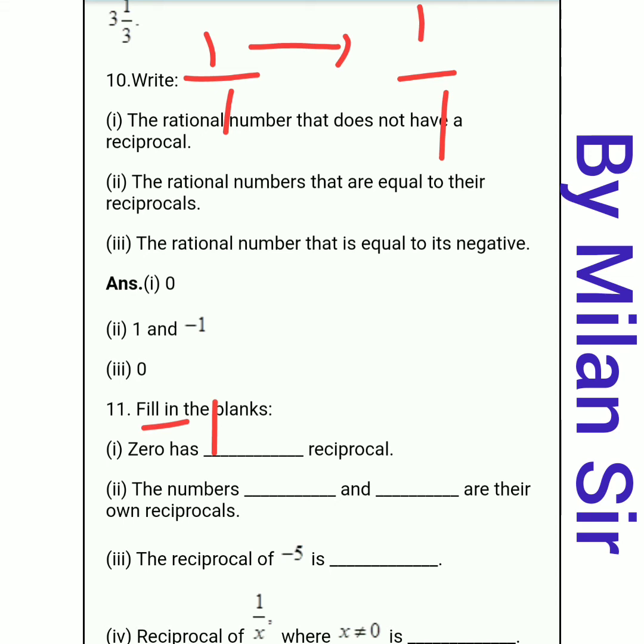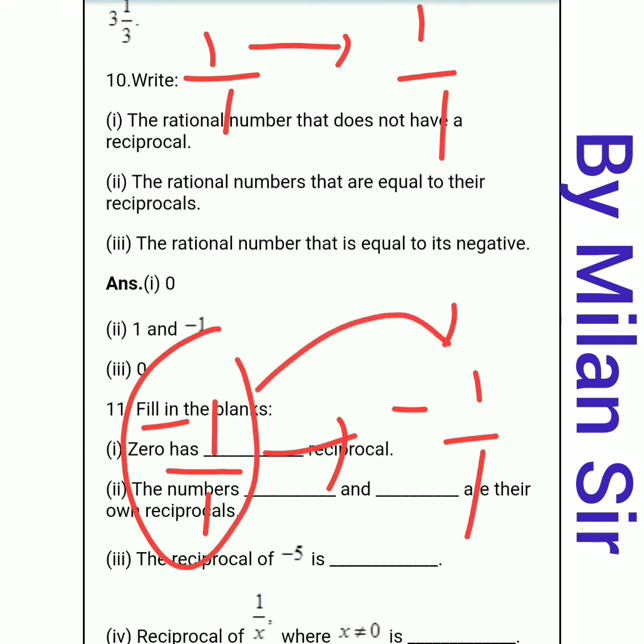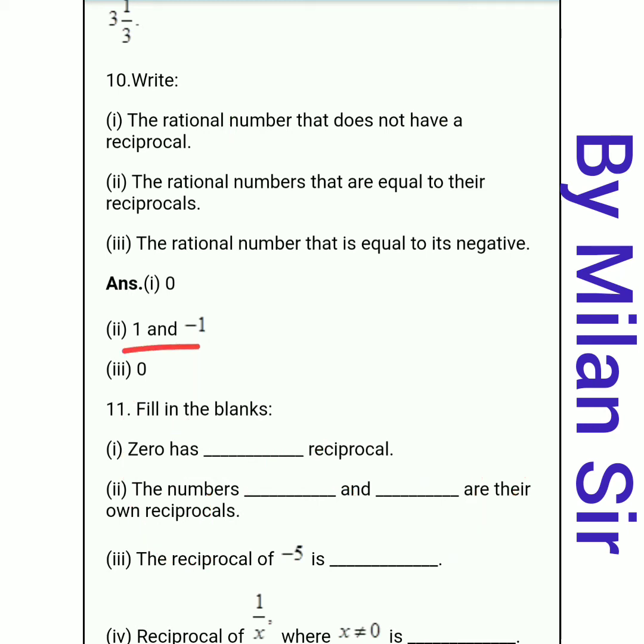And in the second case, minus 1. Now nothing is present in the denominator, so we need to write 1. Now change the position of numerator and denominator, it is 1 by 1, and the minus sign is as it is. So minus 1 by 1, and the reciprocal of it is also minus 1 upon 1. So two numbers we have that have the same reciprocals, right? It is 1 and minus 1. So the rational numbers that are equal to their reciprocals are 1 and minus 1.